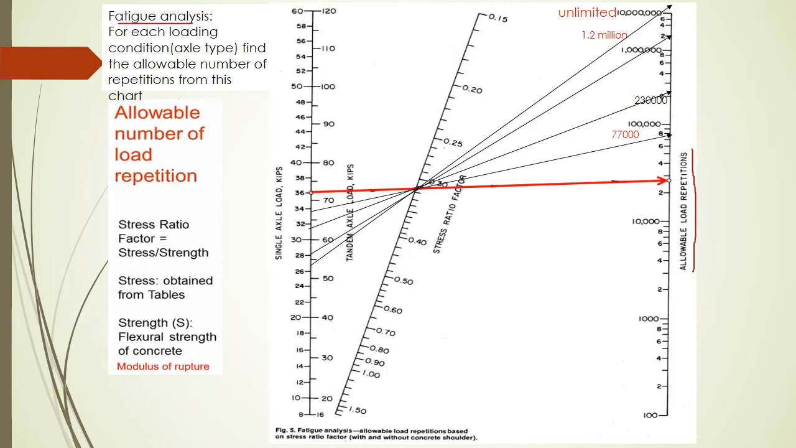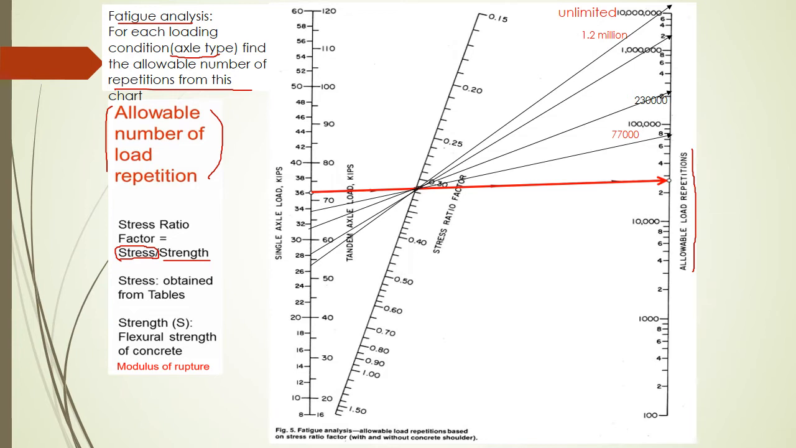Fatigue analysis for each loading condition, axle type, single or tandem. Find the allowable number of repetitions from this chart. Allowable number of repetitions is function of stress ratio factor equal stress over strength. The stress I obtained previously in the last slide, and the strength is the modulus of rupture of concrete. الجراف ده هيديني ال allowable load repetitions.